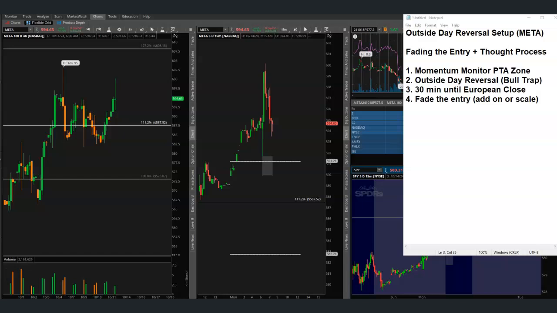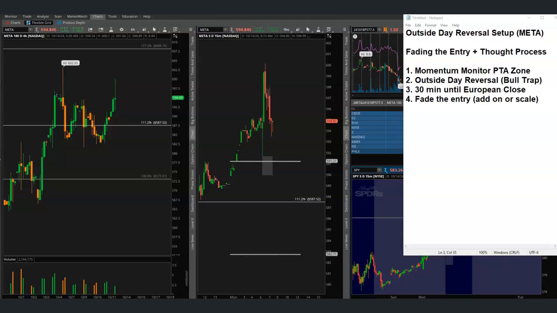All right, so in this video here, I'm going to walk you guys through an outside day reversal setup, what that means, and show you how to fade the entry on a stock that we were watching in the momentum monitor. The stock is Meta. You can see it on the screen. So we're just going to go step by step and explain to you the thought process behind this entire trade and how to manage it as you put the position on.